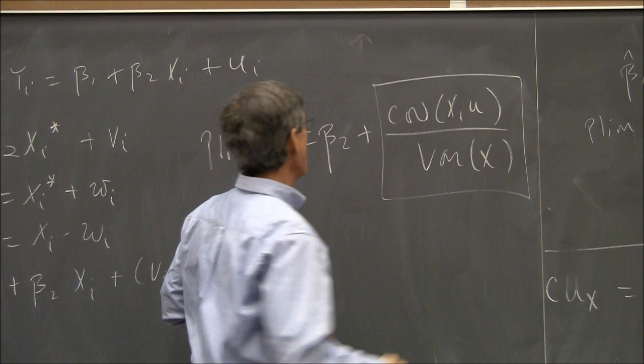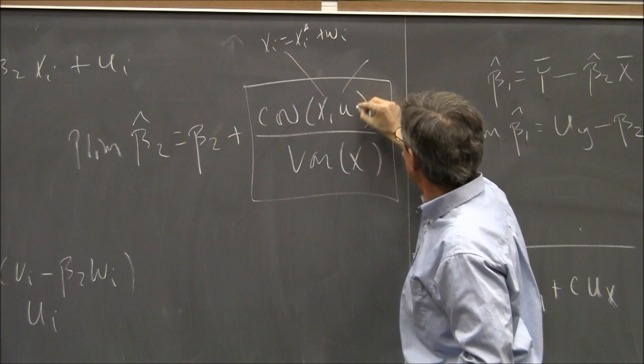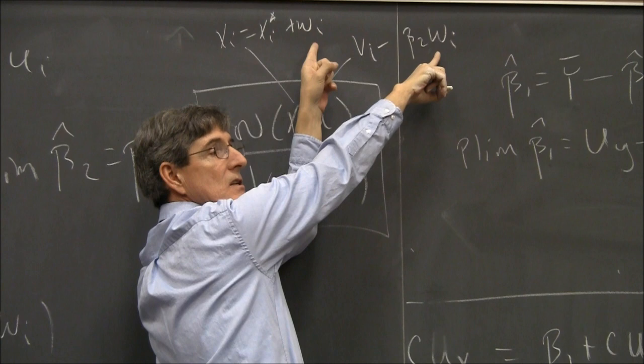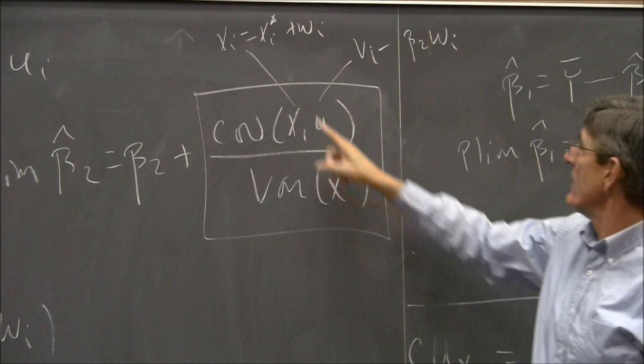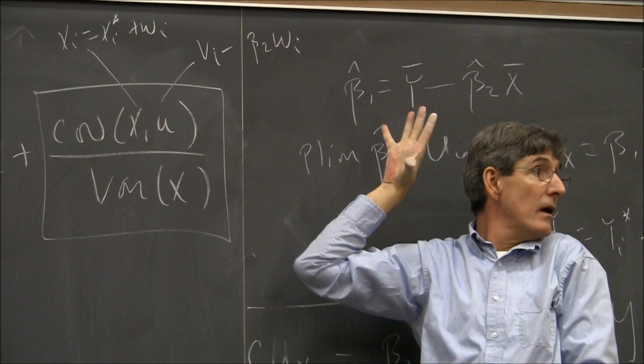Now, in the case I just did, xi is xi star plus wi, and ui here is vi minus beta 2 wi. So they're going to be correlated because these two terms are the same. You're going to pick up a relationship between the two wi's. So when you multiply that out, you'll have four terms. You'll have an xi star vi, xi star wi, wi vi, wi wi. And it's only the wi wi term that's going to be non-zero. Everything else is independent of each other by assumption.